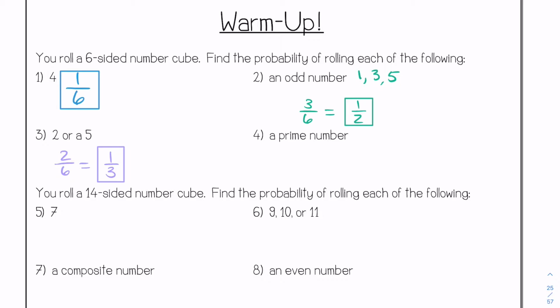A prime number, so we've got to think about our prime numbers. 1 is a prime number, 2 is a prime number, 3 is a prime number, and 5 is a prime number. I'm sorry, 1 is not a prime number. I apologize. Just 2, because 1's only factor is 1 itself. So we ignore 1, and the primes are 2, 3, and 5. 4 and 6 are composite because they're divisible by 2. So this is a 3 out of 6 opportunity, making it a 1/2 probability, theoretical probability.